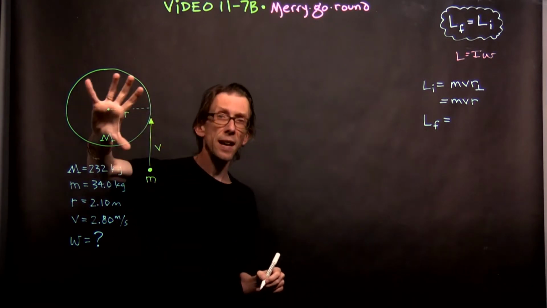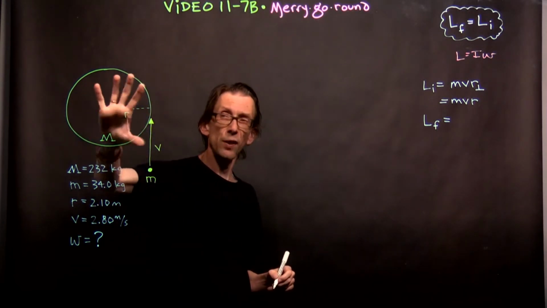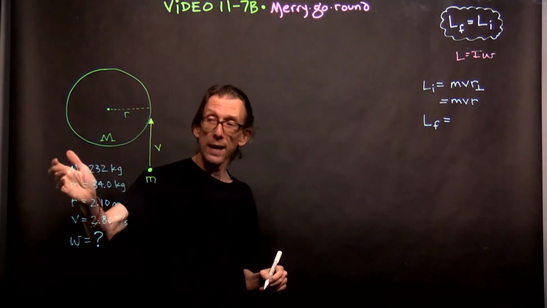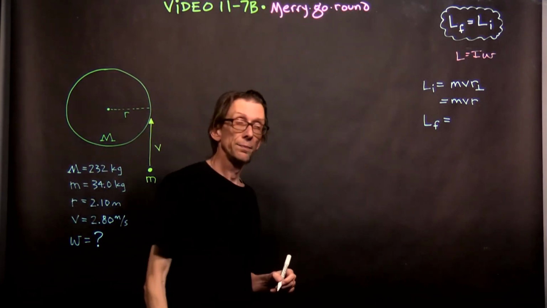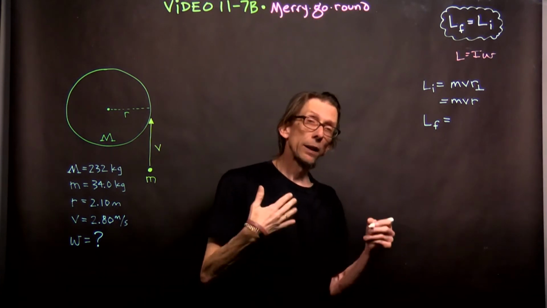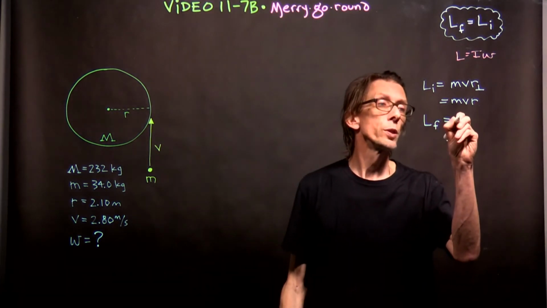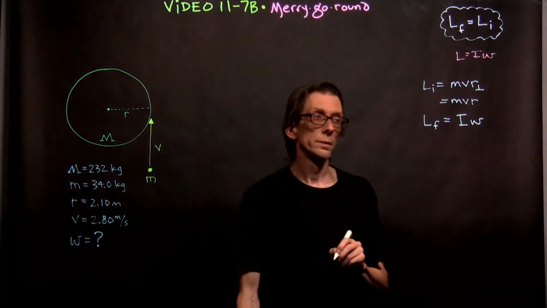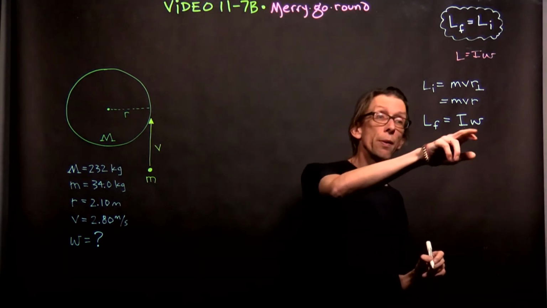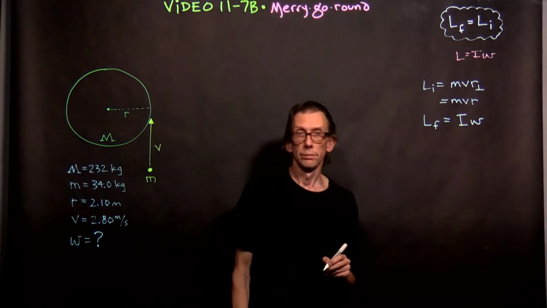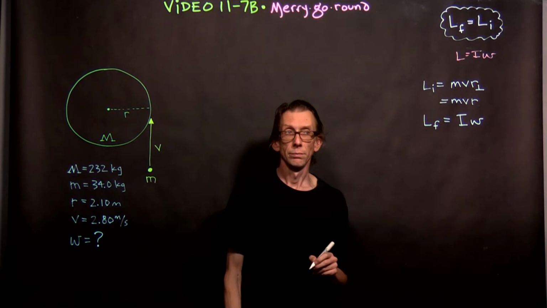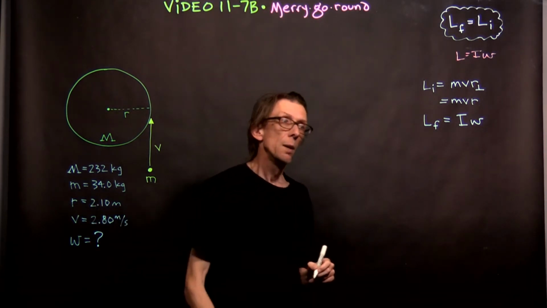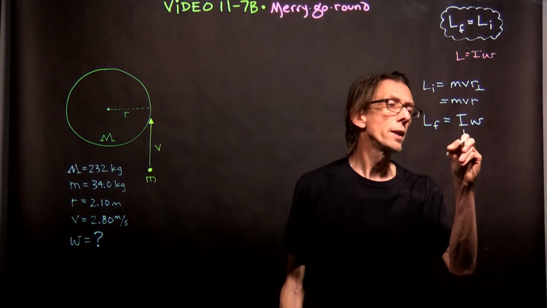But here we have a big disc, right? Just think of it like a big disc. Don't worry about the handles and stuff on it. Just think of it like a big disc of mass big M and radius R. So we have to go back to first principles. We know that this is going to be equal to I times omega. Now this is the omega we're solving for, right? That's going to be the final omega.